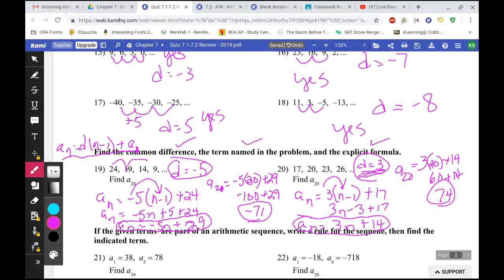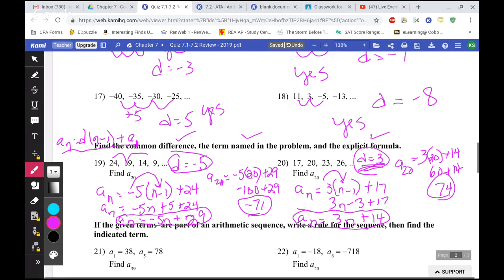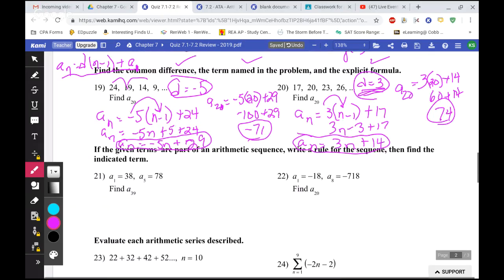All right. So how do you feel about those? Better? Yep. Okay, cool. Okay, so if the given terms are part of an arithmetic sequence, write a rule for the sequence and then find the indicated term. So on this one, what we want to do first is find the common difference.